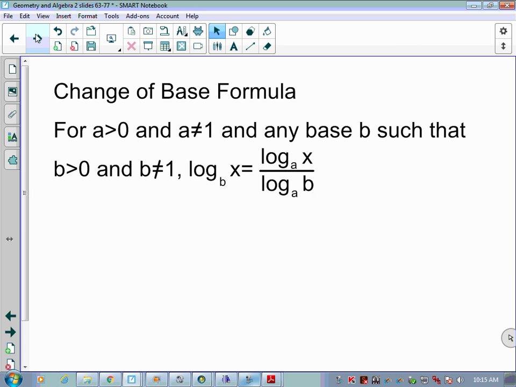All right, the next thing is what is called the change of base formula. This is for instances where, when we're looking at this, where I have log base b of x, let me look at my page. I feel like I've left something out of that picture. Okay, where I have log base b of x, that equals log base a of x over log base a of b.